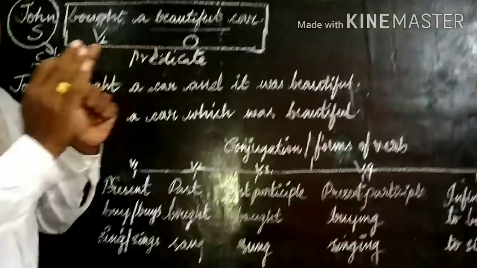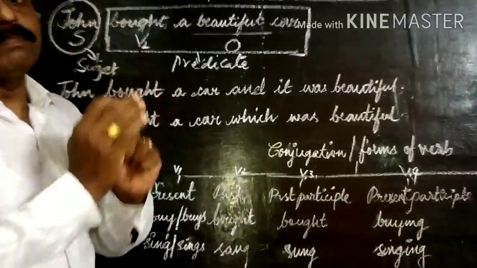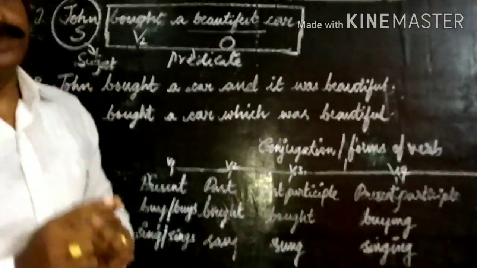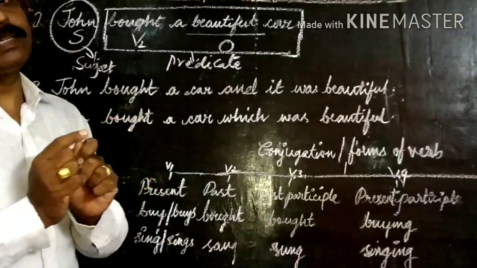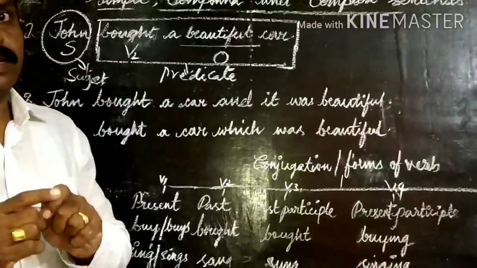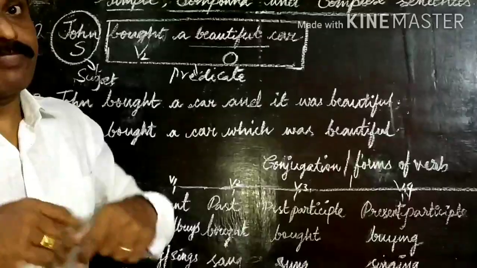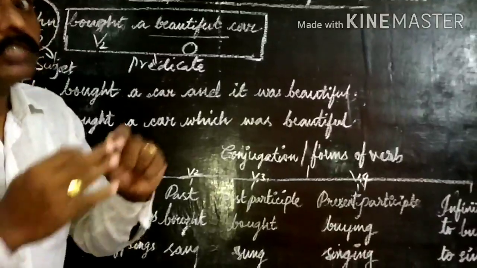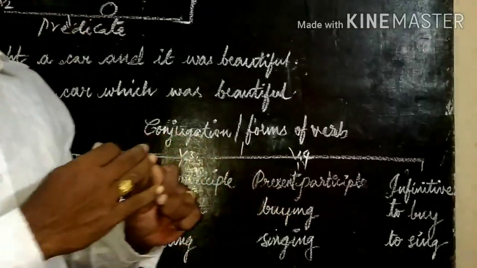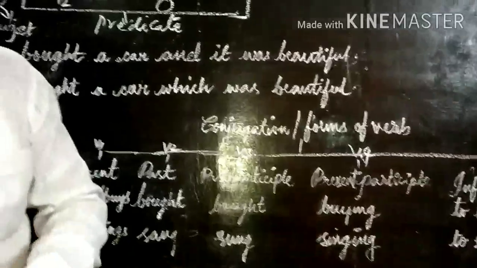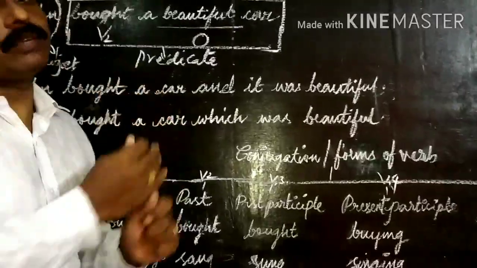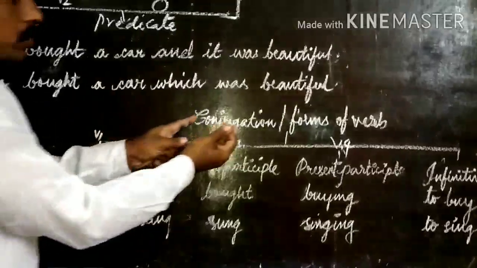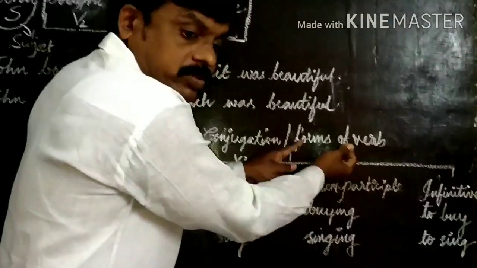When is it called a simple sentence? When a predicate has only one finite verb, then it is called a simple sentence. What is a finite verb? Let us familiarize ourselves. We should go back to the forms of the verbs that you know already. That means the conjugation of the verbs. Here is a table of conjugation of the verbs. Conjugation is otherwise called forms of the verbs that we use in sentences.